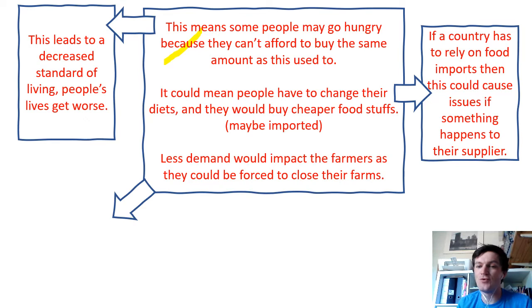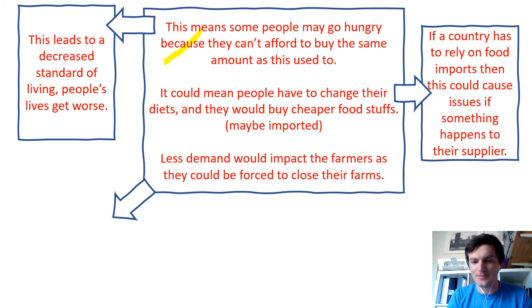If a country has to rely on food imports, then this could cause issues if something happens to their supplier. Now, about 10 weeks ago, when this crisis that got us off school started, there was a real backlog and a real hold-up for being able to move stuff around the world. Now, because everything's connected, it didn't create too much of a problem. But if a country was so reliant on other countries bringing in the food, this could have really dangerous impacts if a crisis or something different happens.